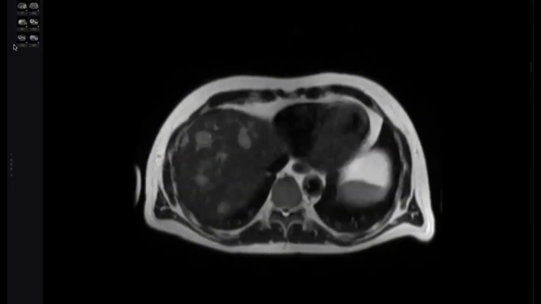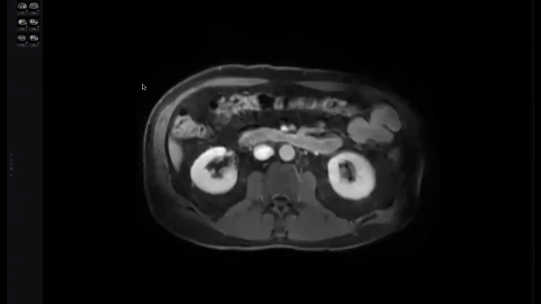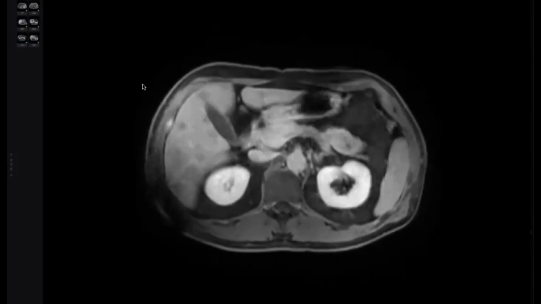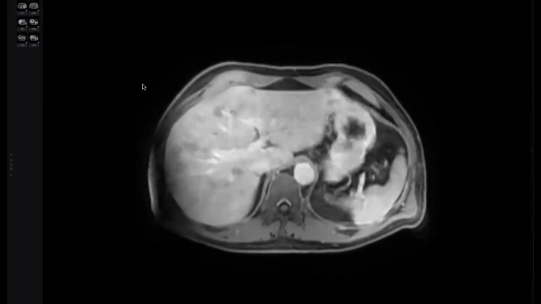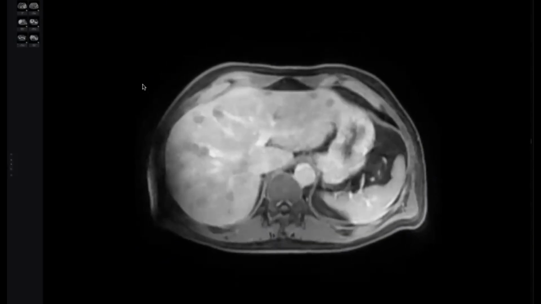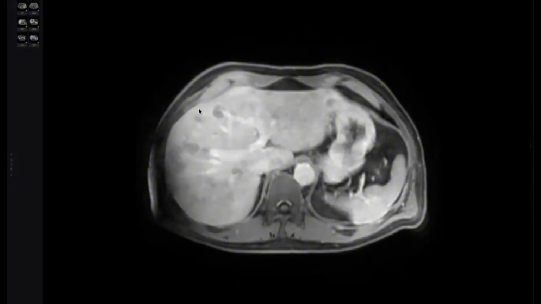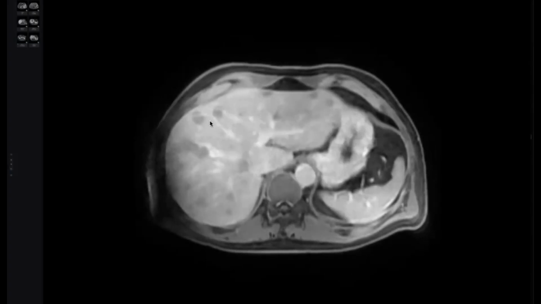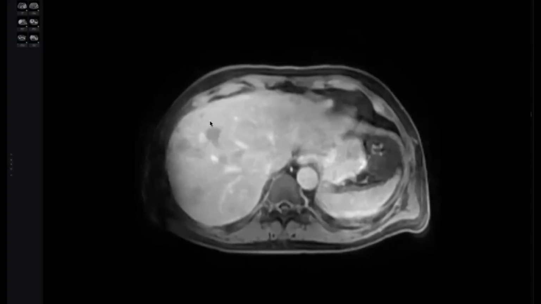Okay. Number two, look at this one. This is very characteristic of focal fat infiltration. When you see a lesion with an artery traversing it, this is pathognomonic. Very important. Very important. Okay?